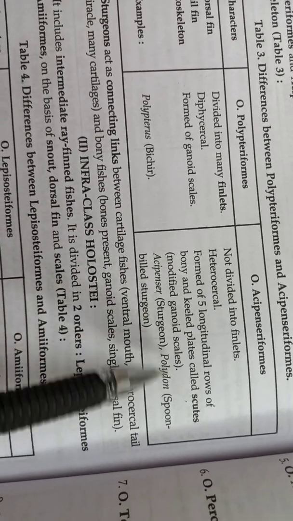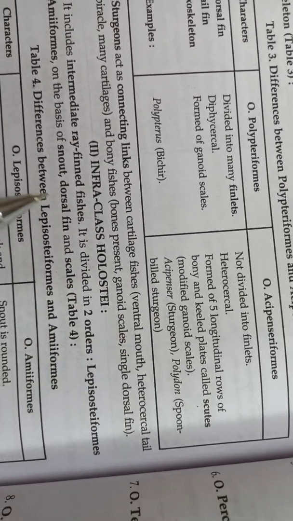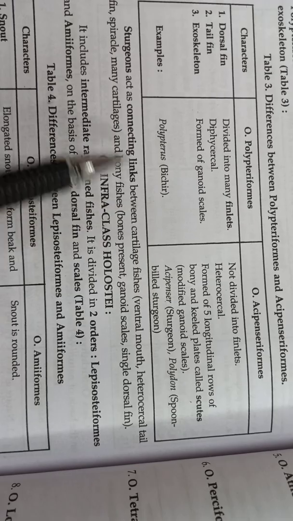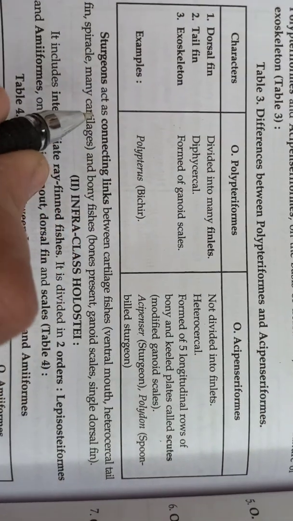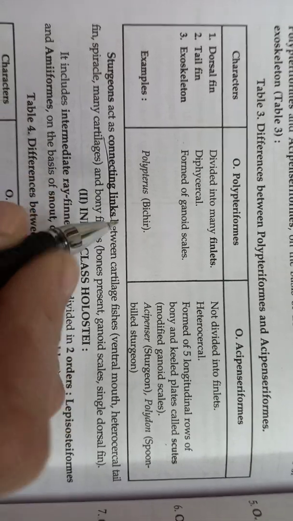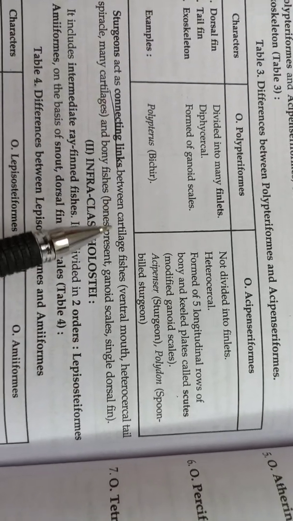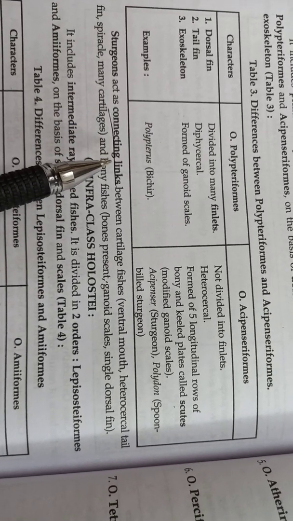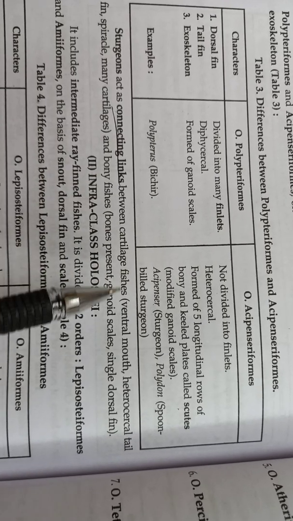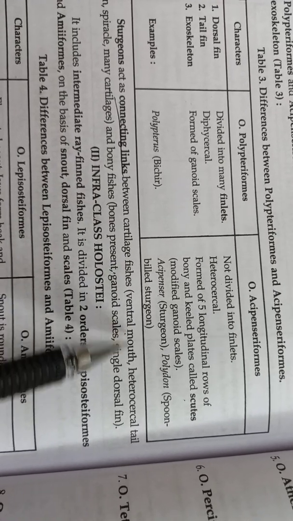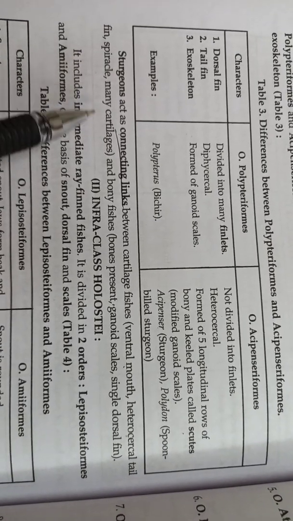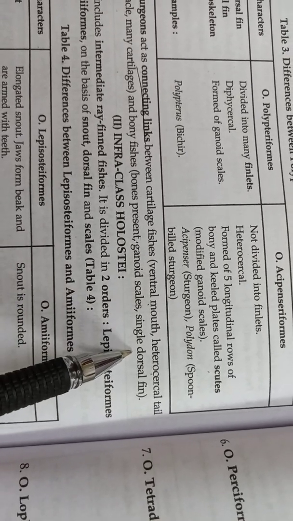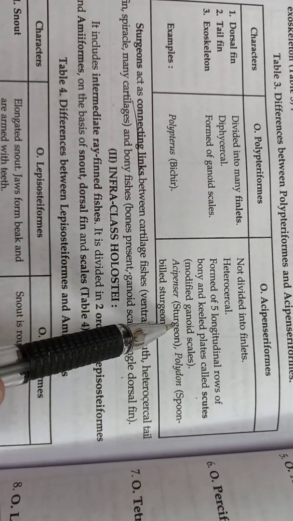Example I have just given you, Polypterus. Another one is Polyodon also. Now coming to the sturgeons, this Acipenser is a connecting link. Wherever it is written connecting link, you should learn this. This is between the cartilaginous fishes and the bony fishes. The sturgeons are the connecting link between both types of fishes, because they have characters like cartilaginous fishes: ventral mouth, heterocercal tail fin, spiracle, and many cartilages. Like bony fishes, they have bones present, ganoid scales, and a single dorsal fin. Okay, so this is the sturgeons, which is a connecting link.